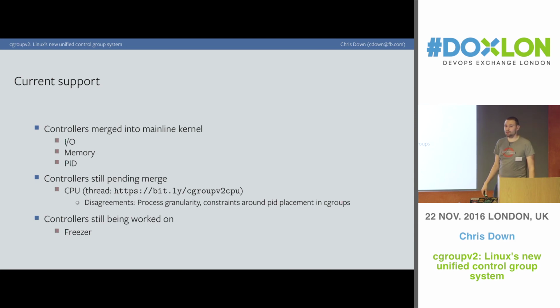There is a big disagreement about how it should work, and there is a thread on the Linux kernel mailing list about it. There are disagreements about how we now have granularity on processes instead of threads, and another thing called the internal process constraint, which is essentially where you can place processes in cgroups. It's either very dramatic or very boringly dramatic, depending on which side you're on. You can find out more about that, but hopefully we'll have that merged very soon.